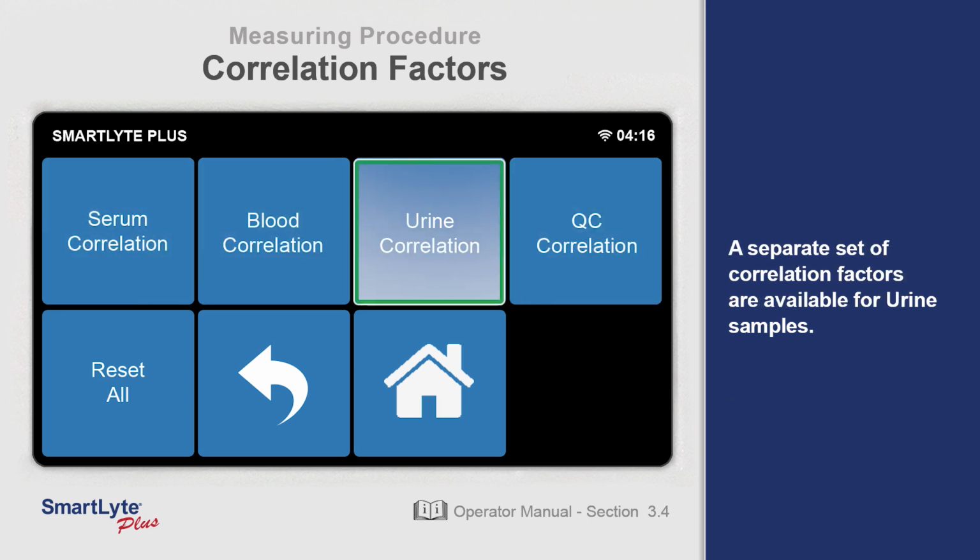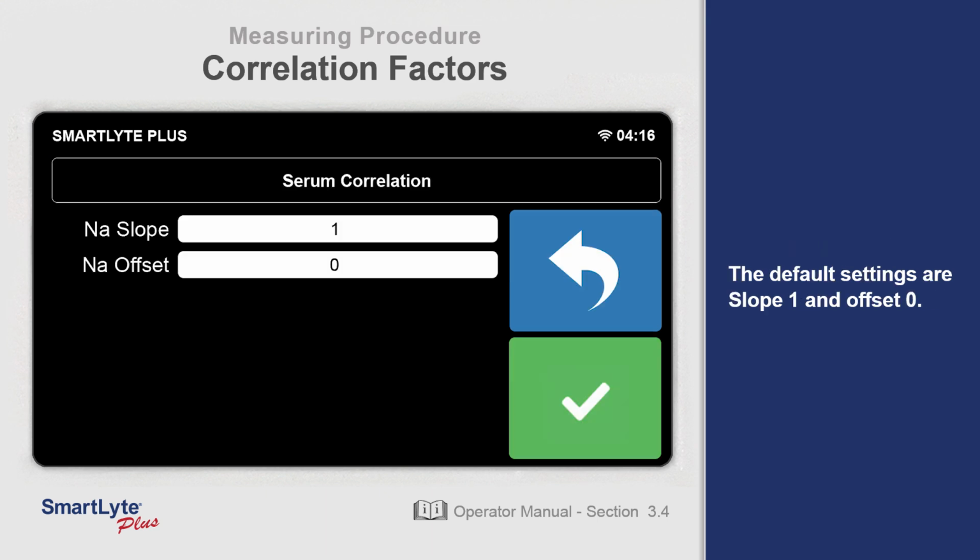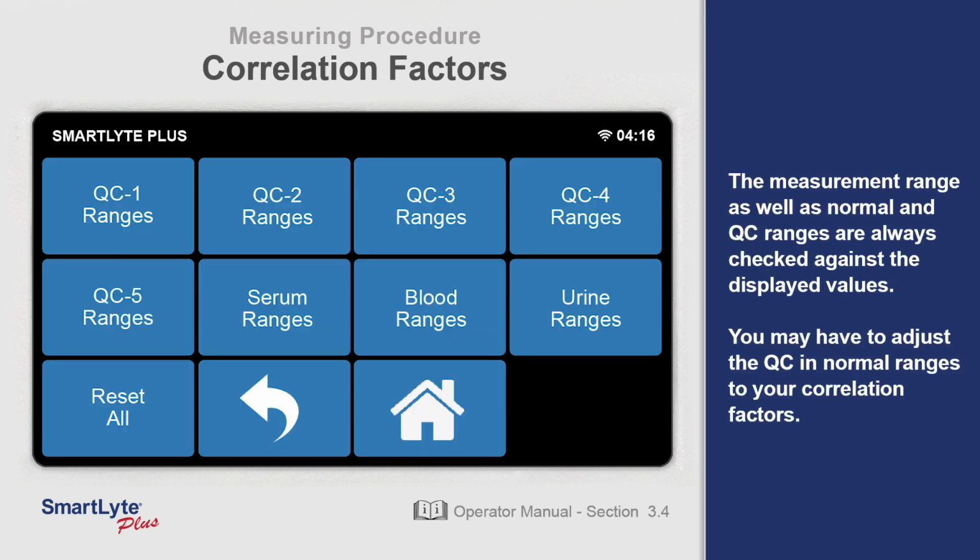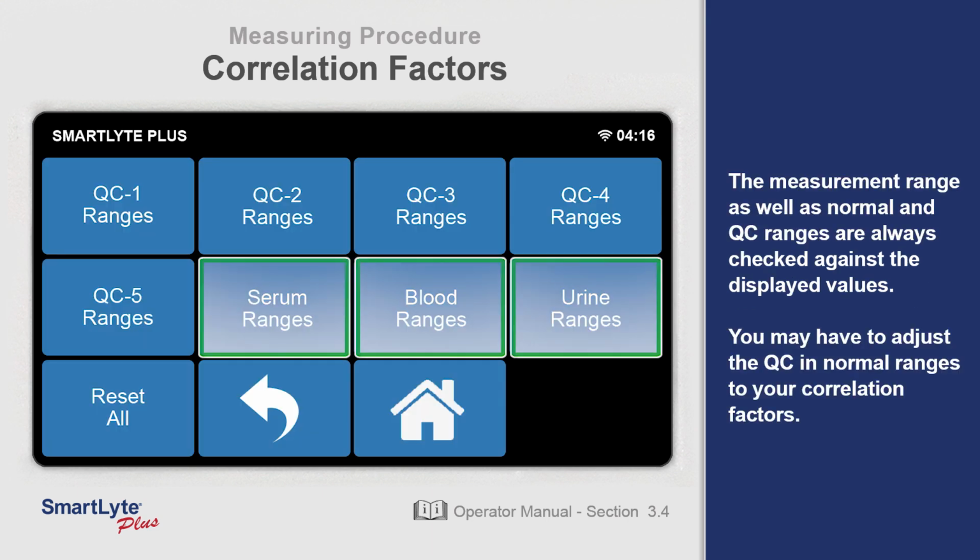A separate set of correlation factors is available for urine samples. The default settings are slope 1 and offset 0. The measurement range as well as normal and QC ranges are always checked against the displayed values. Therefore, you may have to adjust the QC and normal ranges to your correlation factors.